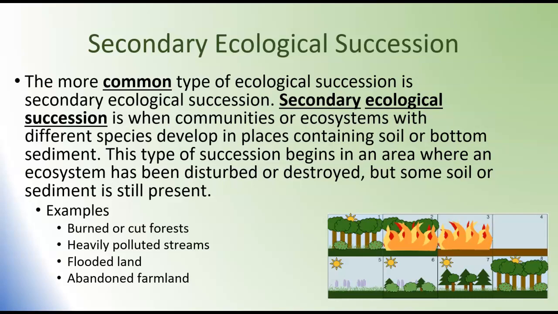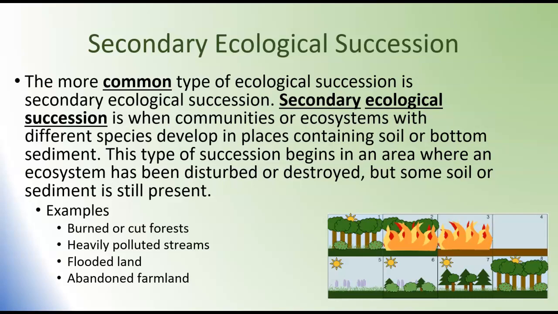Secondary succession happens more commonly because we don't have a whole lot of areas that are unexplored. So those areas for primary succession are quickly developed and become ecosystems. Any disturbance after that makes it secondary succession. So this is the more common type of ecological succession.